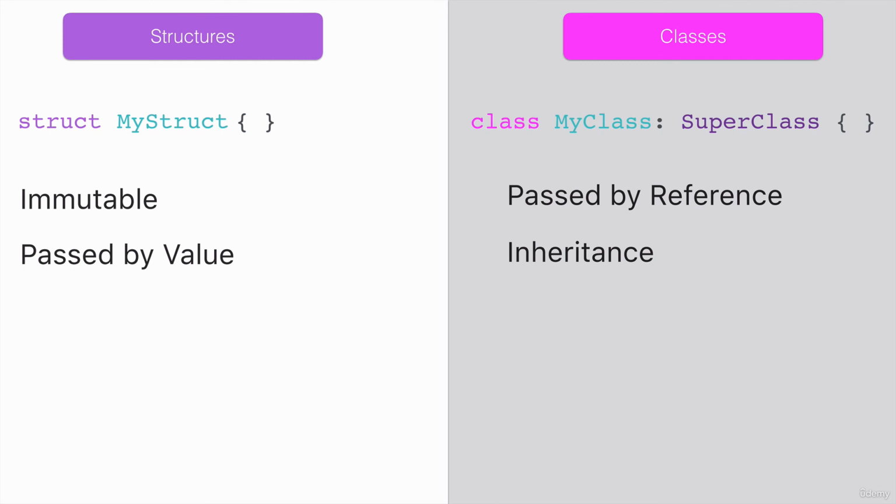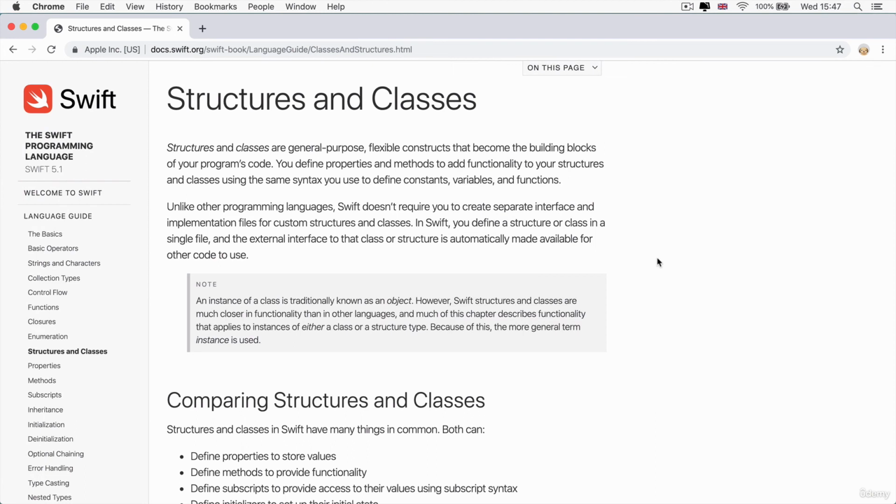Apple's UI kit. So if you'd like to learn more about structures versus classes, or read about each of those in more detail, I recommend heading over to this page in the Swift Programming Language Guide and taking a look at it. So I'll link to this page and you can get more of a background on structures and classes.